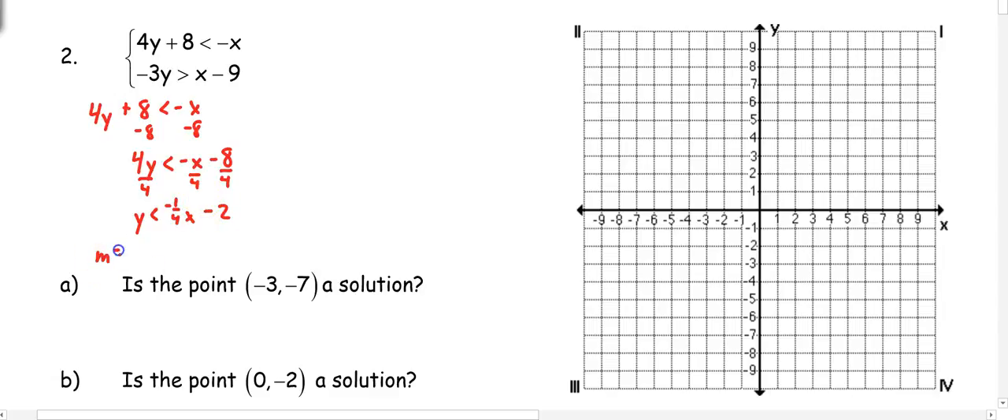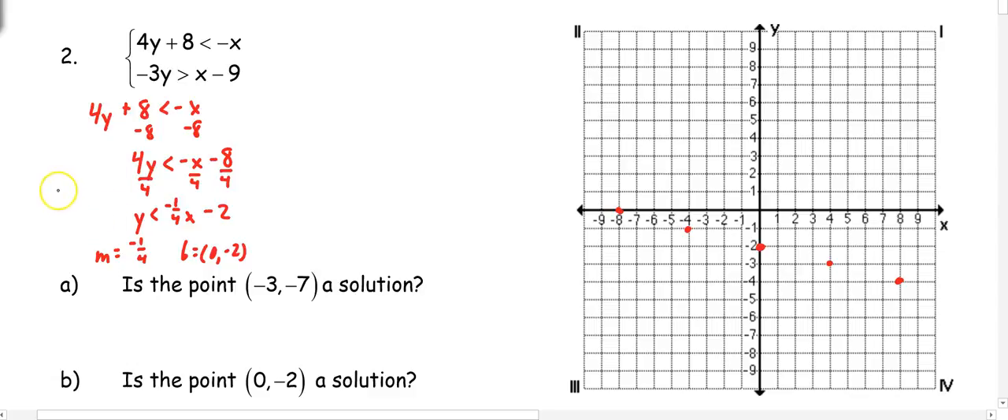So in this case, I know that my slope is negative 1/4 and my b value is 0, negative 2. So to graph this, we're going to go to negative 2 on the y-axis. I'm going to use my slope down 1 over 4, down 1 over 4. So that again, accurate line. I also want to go the other direction. So I'm going to go up 1 over 4, up 1 over 4.